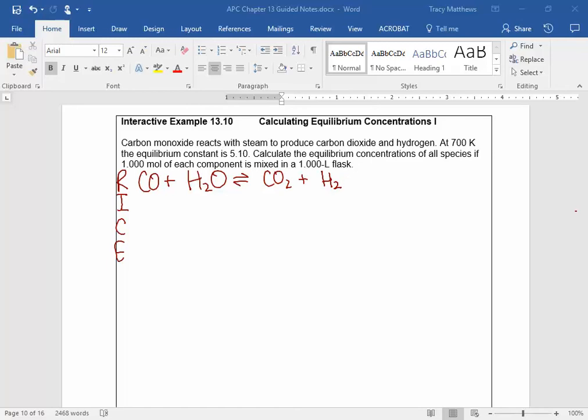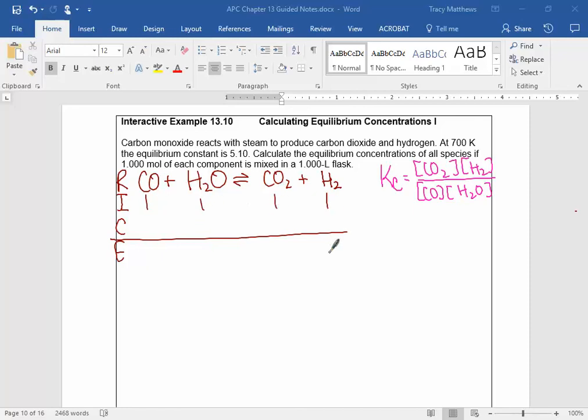So let's go ahead and write out the equilibrium expression for this reaction. Yes, which you've already done. So what goes on the top? CO2 times H2 all over CO times H2O. Yay. All right, what are my initial amounts of all of these substances? 1 molar. They are all starting off with 1 mole in that 1 liter flask. So every single substance has a 1 molar to begin with.